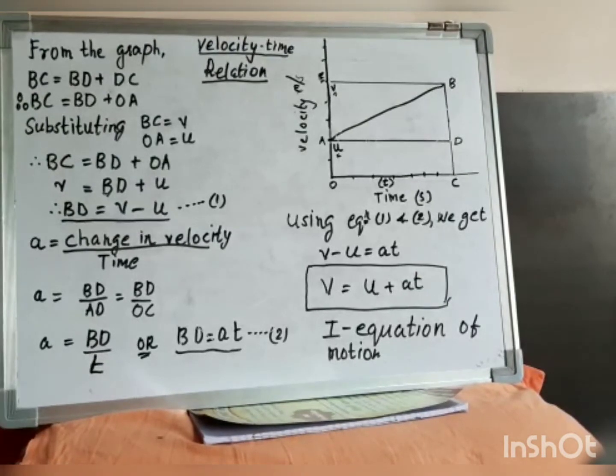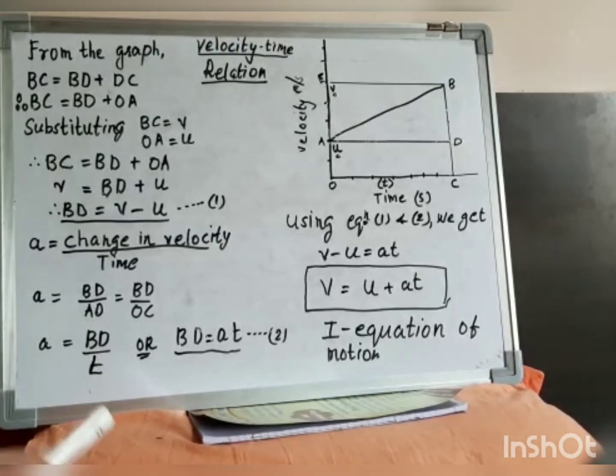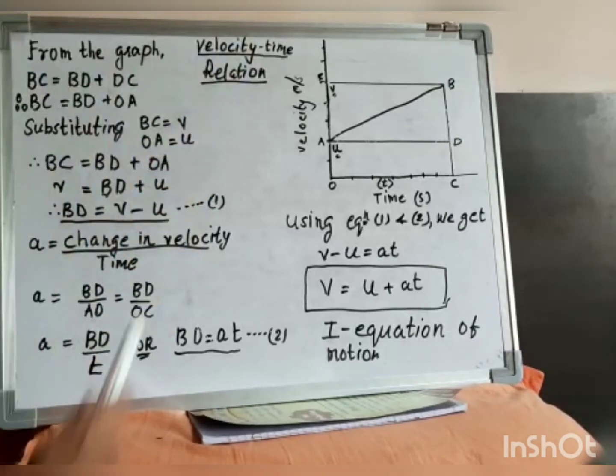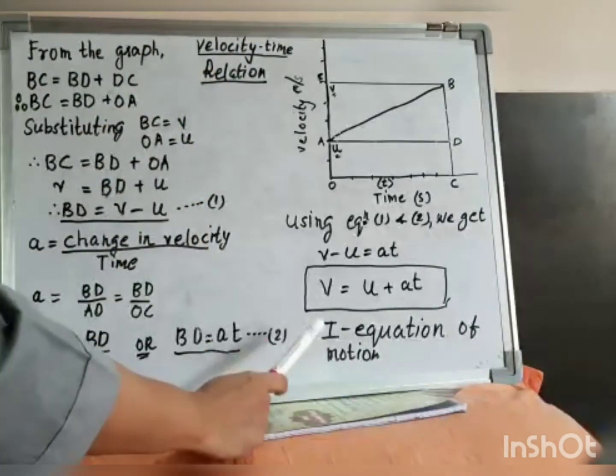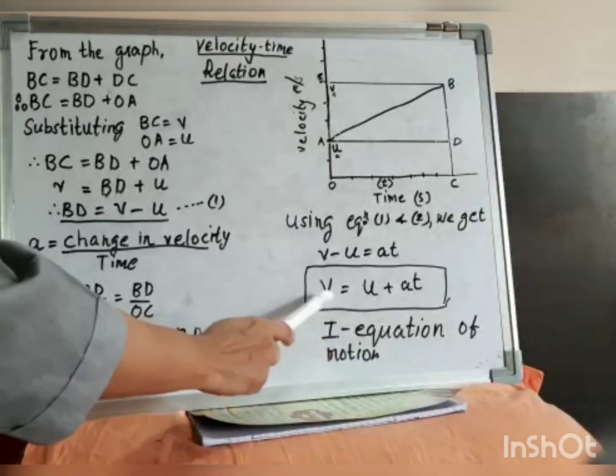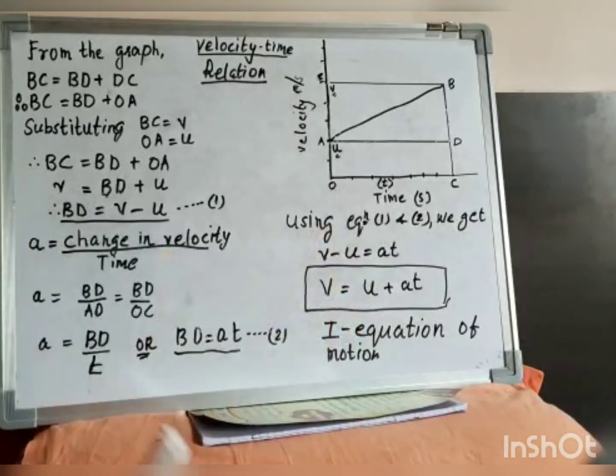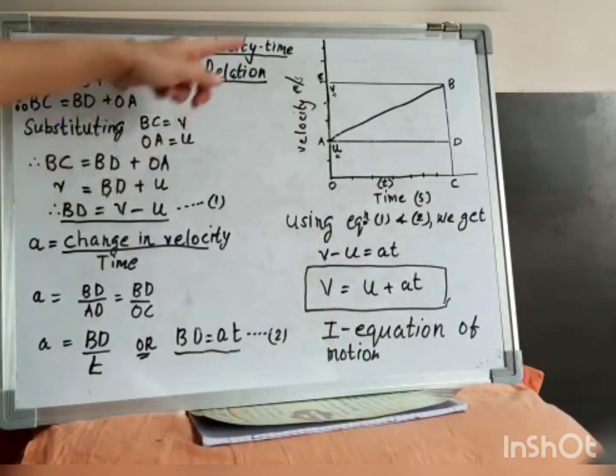Okay, now from the graph we will derive the relation between velocity and time. That is called the velocity-time relation, or the first equation of motion, that is v is equal to u plus at. Okay, we will derive this equation. Now you can see this graph.